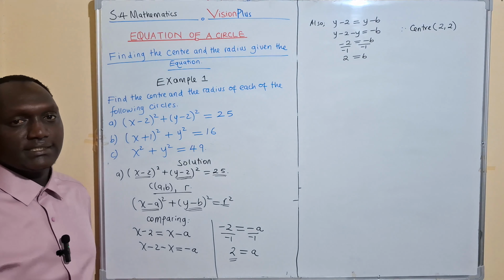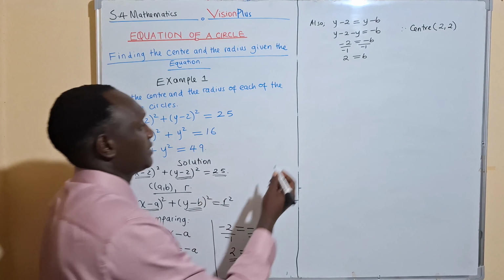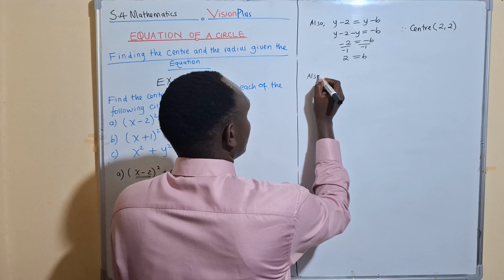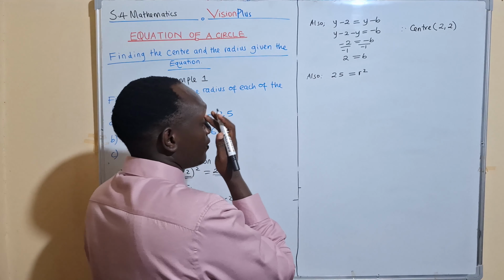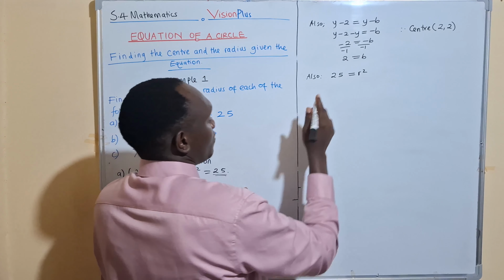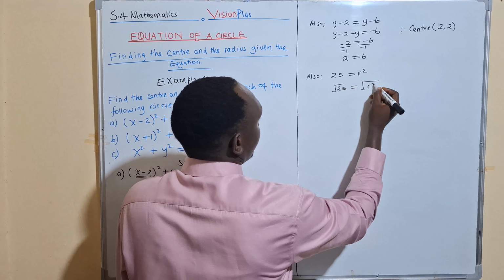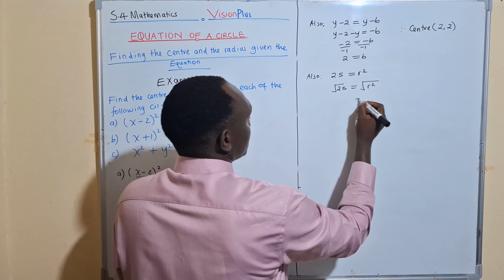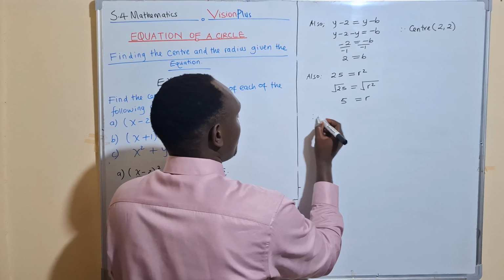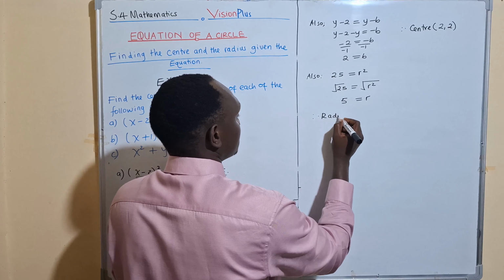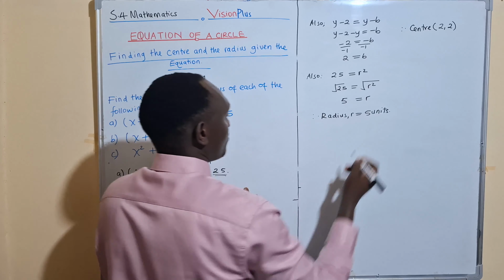Still, for us to find the radius, we shall go on and compare. This 25 corresponds to R squared. So we say 25 equals R squared. How can we find R here now? Because R is the radius. We simply take the square root of 25 equals the square root of R squared. The root and square will cancel, so we shall have R equals 5 units. Therefore, the radius R equals 5 units. That is just by comparing.